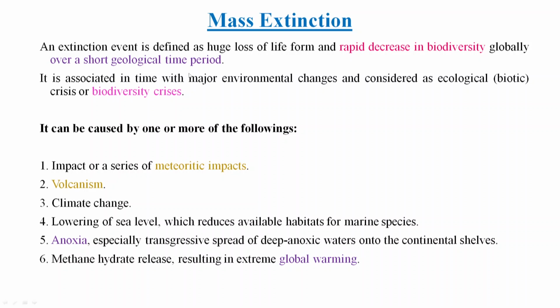It can be caused by one of or a combination of the following: an impact or a series of meteoritic impacts, volcanism, global climate change, lowering of sea level which reduces available habitats for marine species, anoxia events, especially the transgressive spread of deep anoxic water into the continental shelves, and methane hydrate release resulting in extreme global warming.